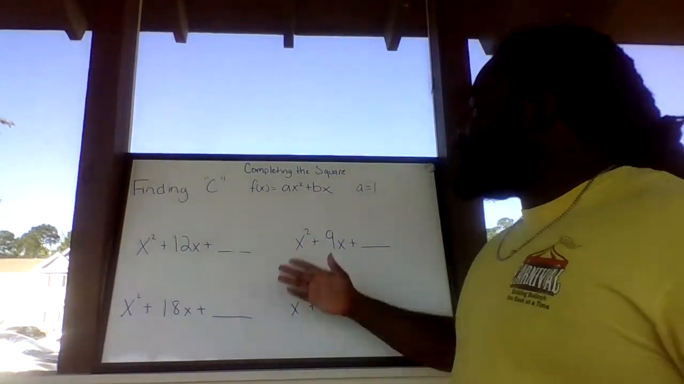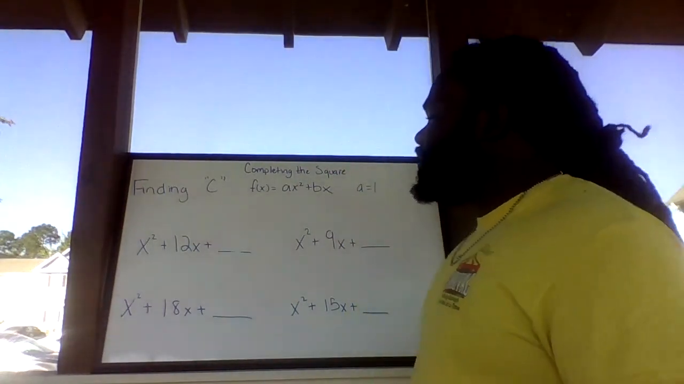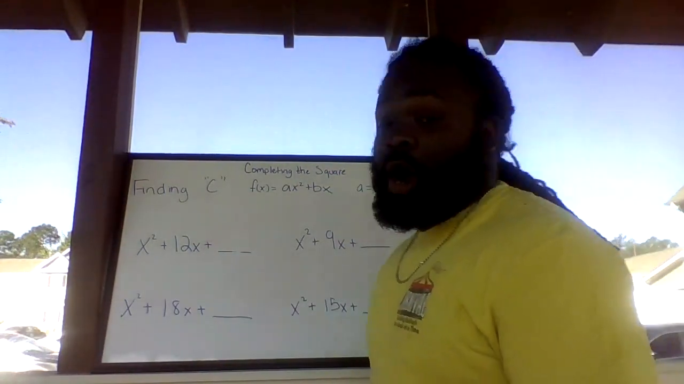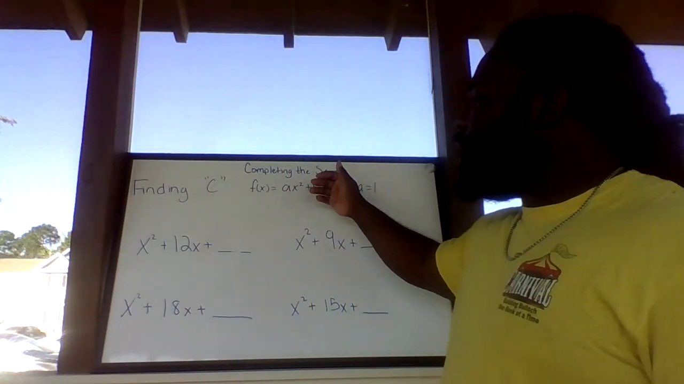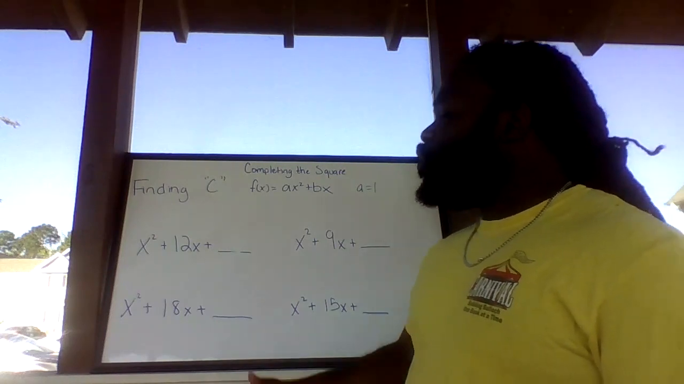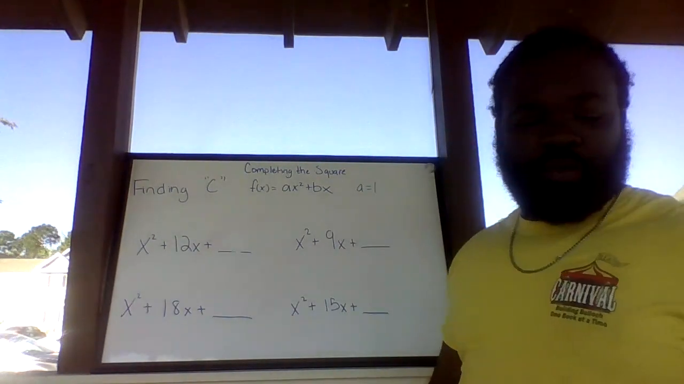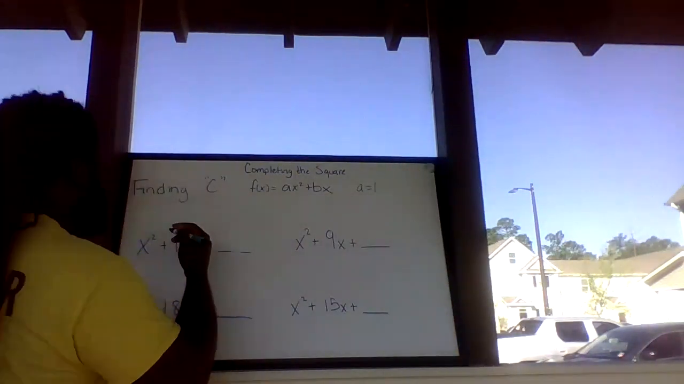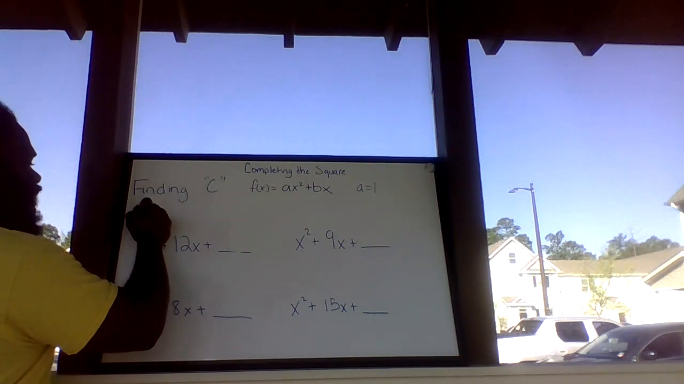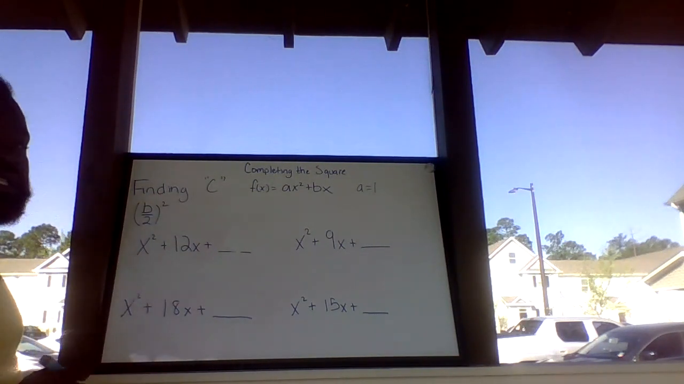Today's lesson will be over completing a square. Completing a square is when we're trying to find a c value for our quadratic. Given ax squared plus bx, we want to find out what our c value is whenever my a value equals 1. Now, how do I do that? In order for me to find my c value, what I want to do is take half of my b value, and then square it.